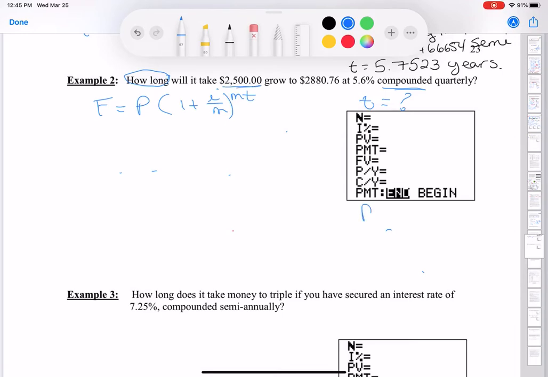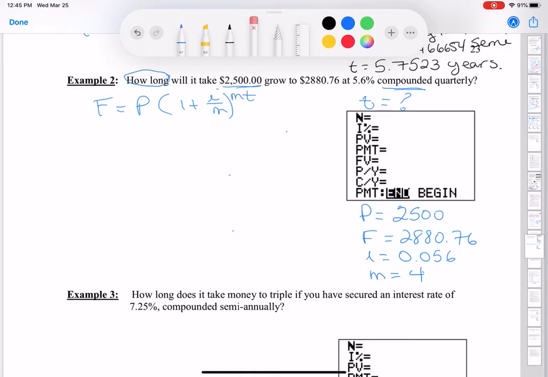$2,500 is what I'm starting with, so my present value is 2,500. Future value is 2880.76. And I'm content with the fact that P is 2,500 because it should be smaller. It is the money without interest, and the future value has the interest on it. My interest rate is 5.6%, and I'm compounding quarterly.